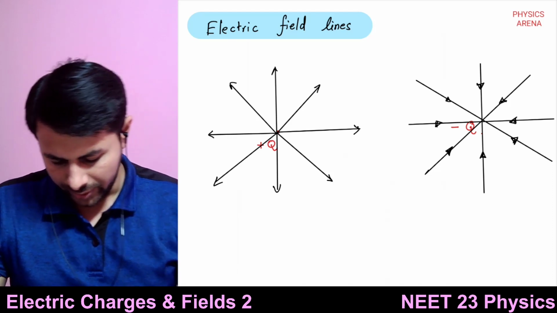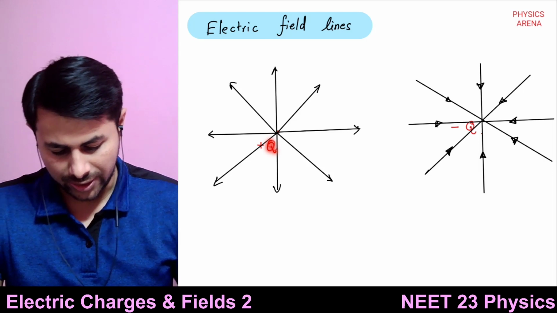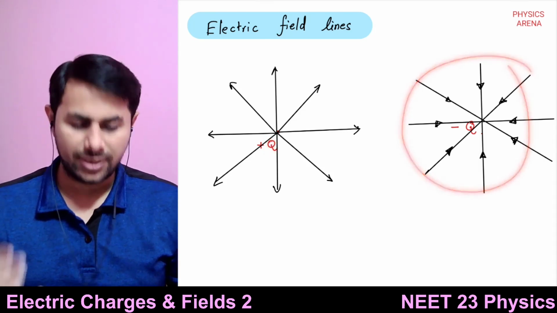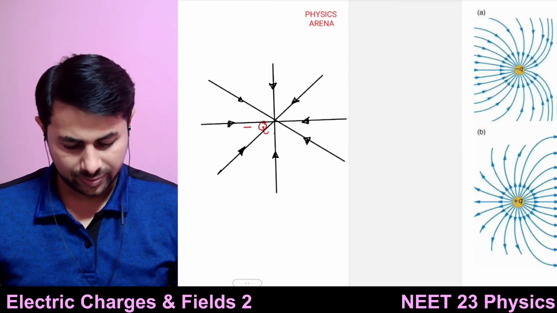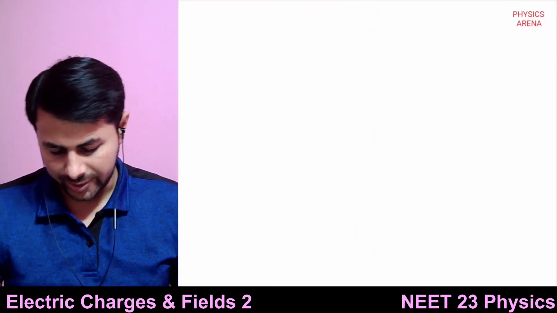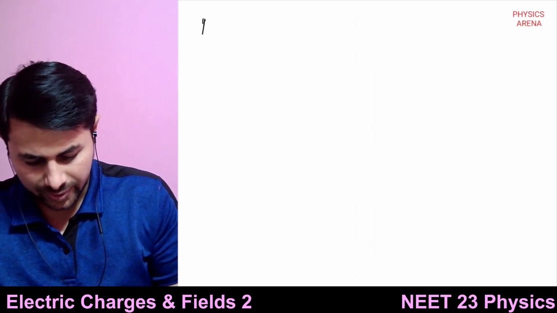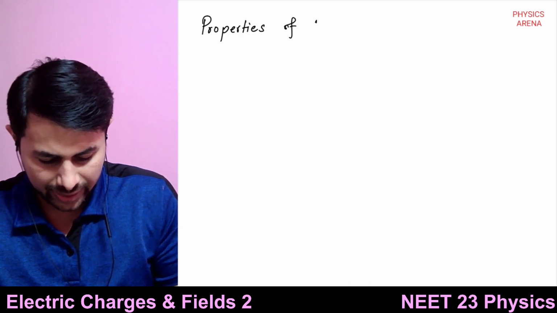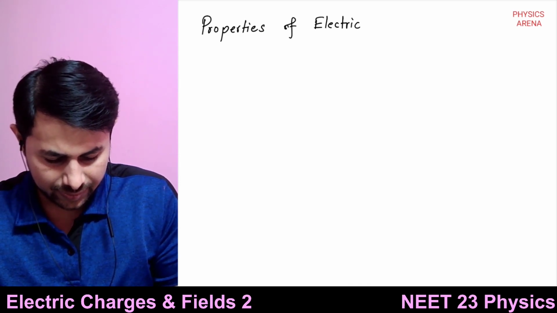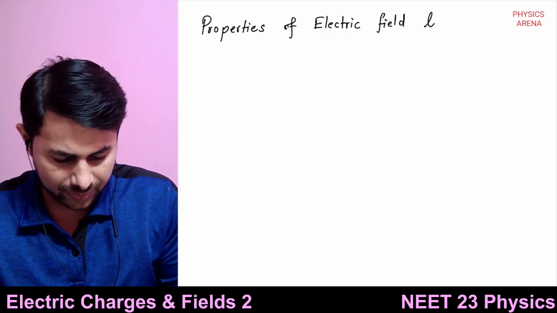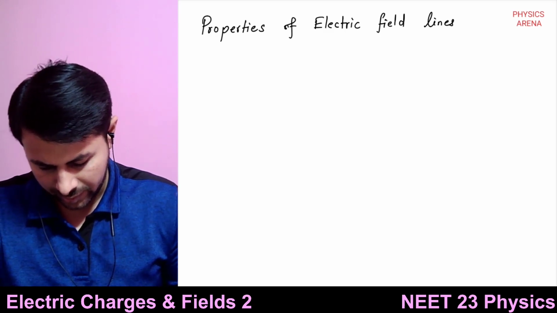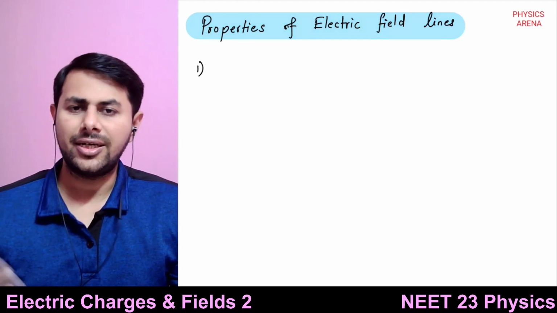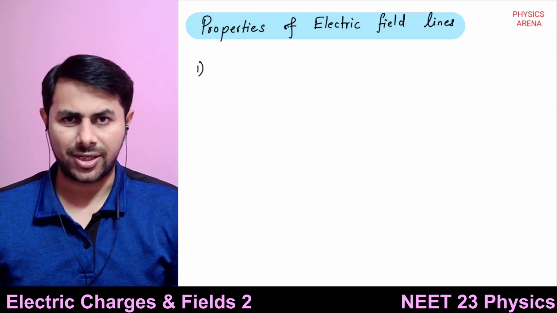The electric field lines due to a positive charge are directed radially outwards. The electric field lines due to a negative charge are directed radially inwards. Let's see some properties of electric field lines. First one is obvious. They start at a positive charge and they end at a negative charge.